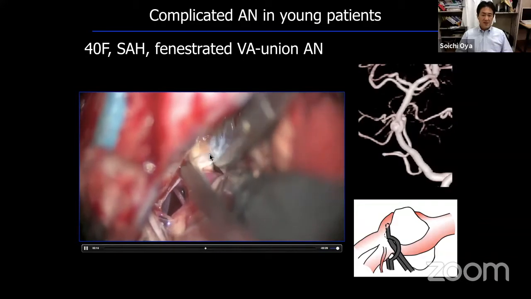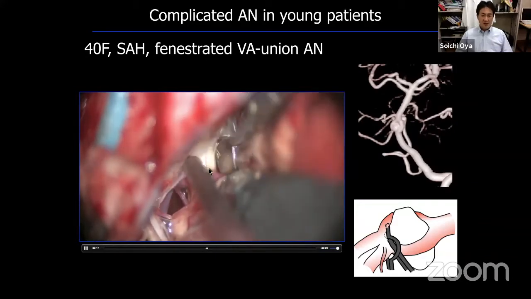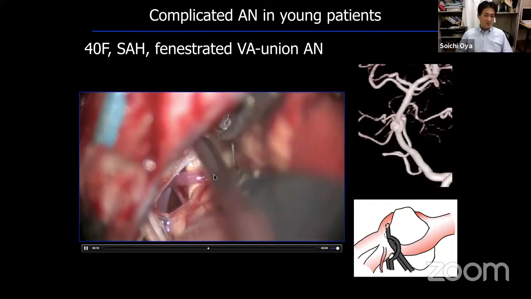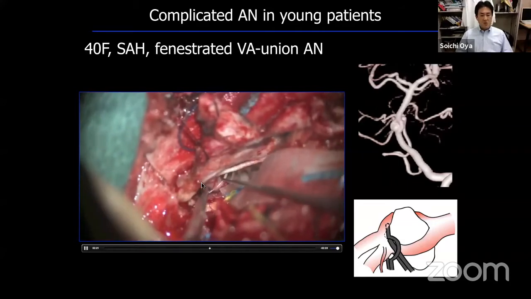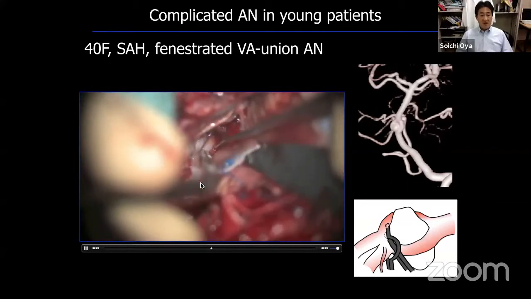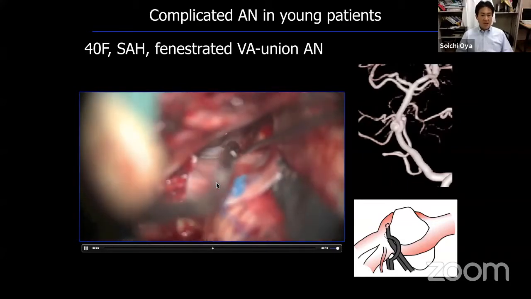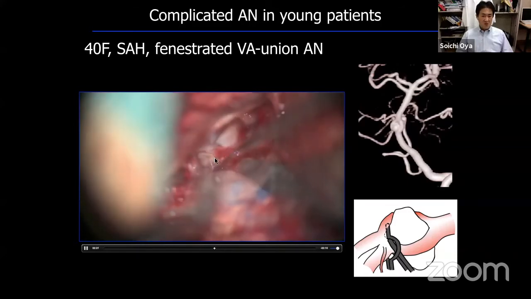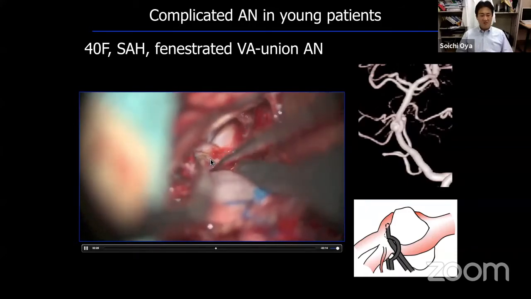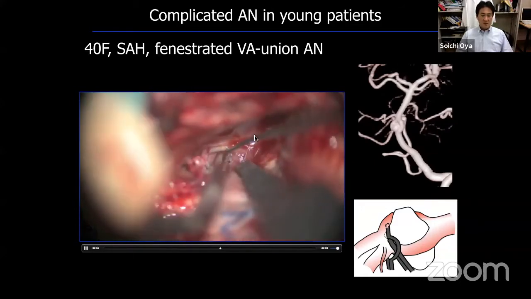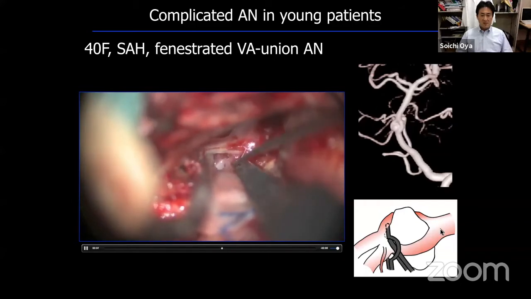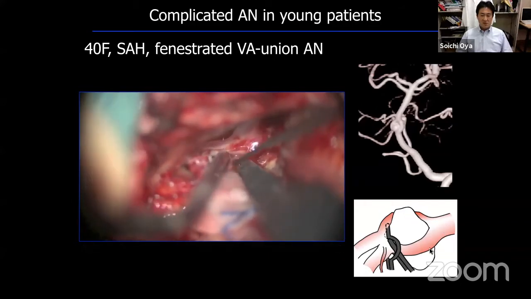And this is the eighth nerve and the seventh nerve behind the eighth nerve. And this is the proximal portion of the VA. And I'm approaching the aneurysm. The aneurysm is here. This is the ipsilateral VA, distal portion of the VA. This is the beginning of the aneurysm, this lingual part. This is the surgical view.